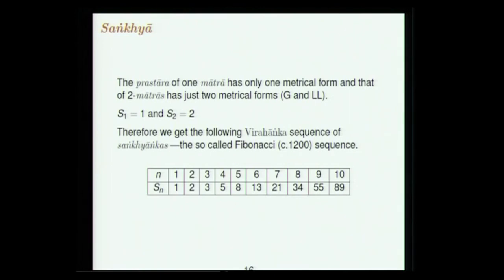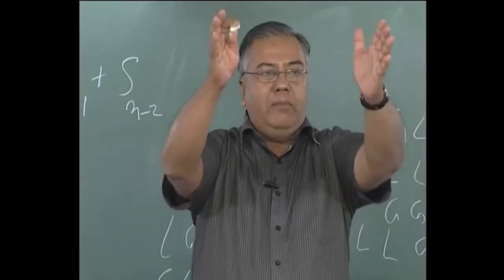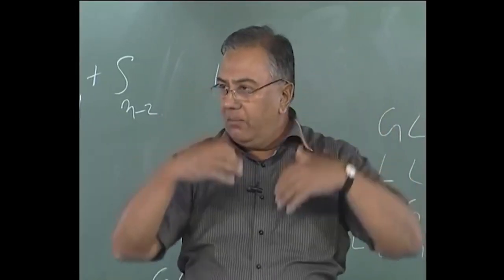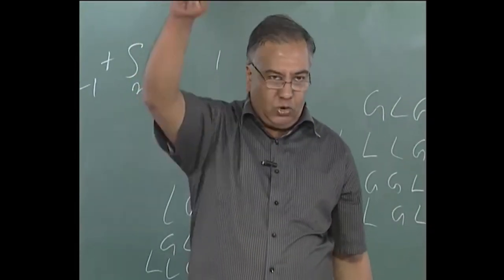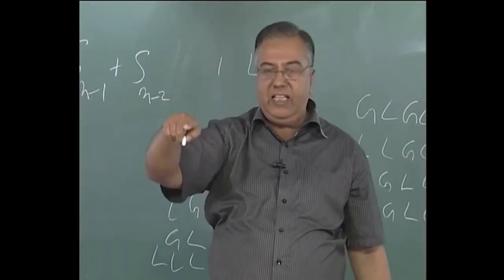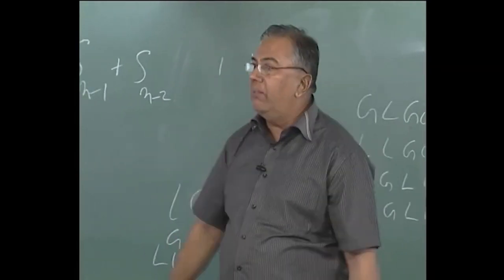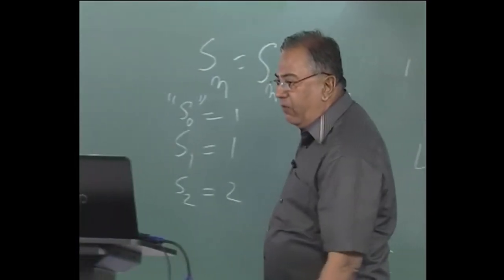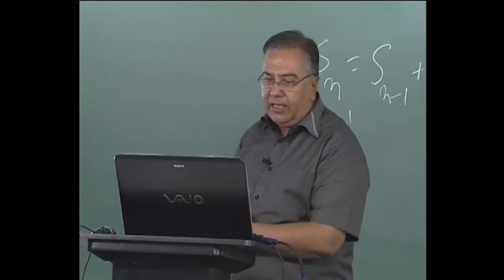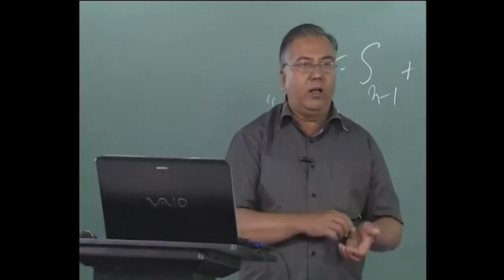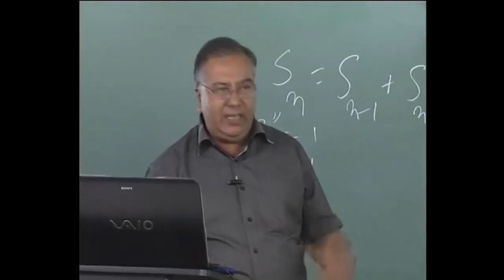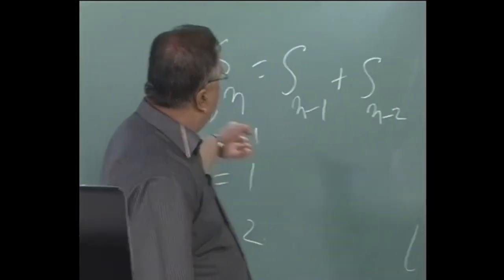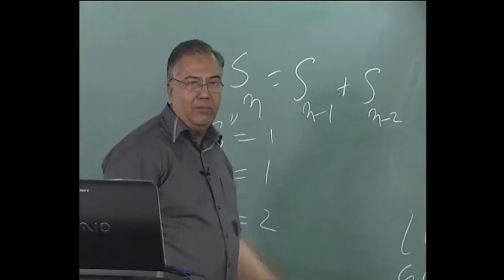Why? The n matra vritta prastara is generated by first writing down the n minus 2 matra vritta prastara. Below that, the n minus 1 matra vritta prastara. Write Sn minus 2 number of G's there. Write Sn minus 1 number of L's below. And therefore, the number of possibilities of metrical forms of total value n is Sn, and those possibilities are Sn minus 1 plus Sn minus 2.